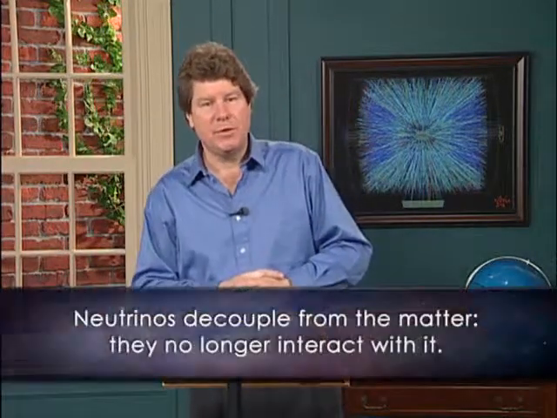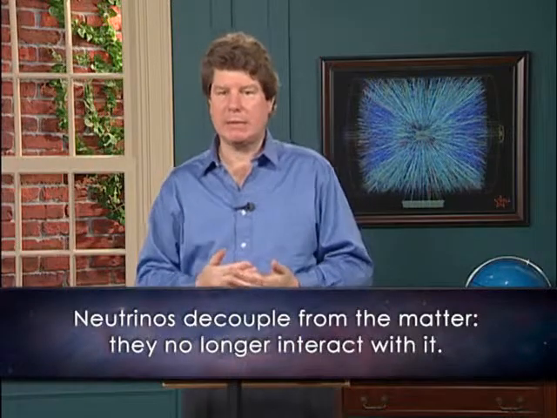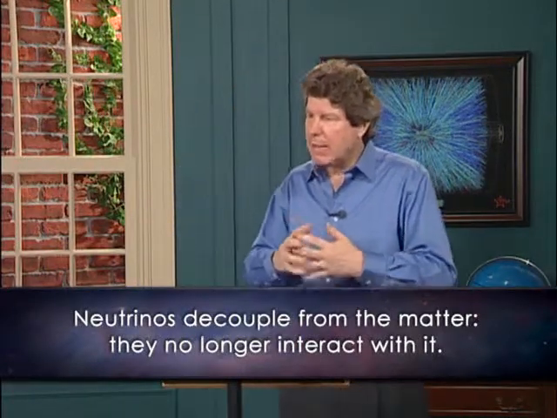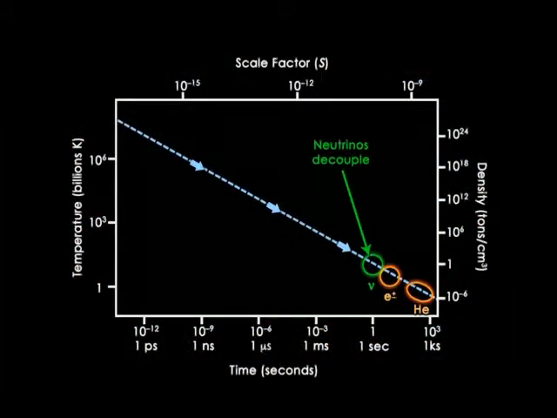But as the universe expanded and the density dropped, there came a time around 1 second when the density became too low to scatter the neutrinos. And from then on, they just traveled uninterrupted in straight lines. Cosmologists say the neutrinos decouple from the matter because they no longer interact with it. Stated a bit more poetically, the universe turns transparent to neutrinos. The fog lifts. Here it is on our timeline at 1 second.